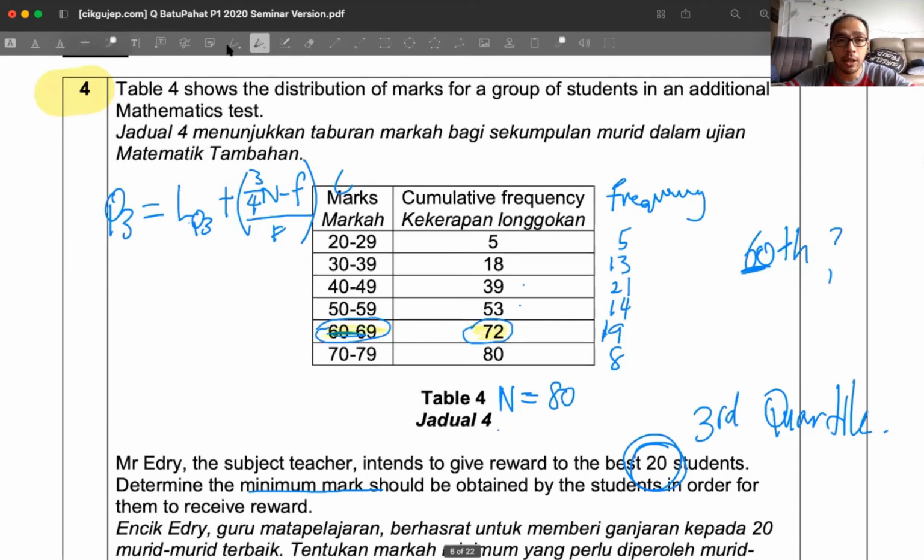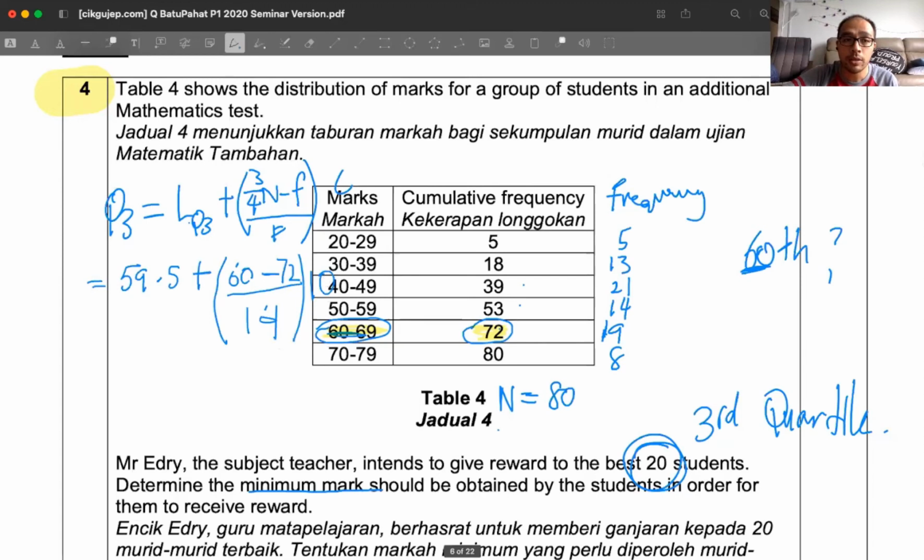So LQ3, the lower boundary of the third quartile is 59.5. Okay, 59.5 plus 3 over 4 times 80 is 60 minus the cumulative frequency of that third quartile is 72 over the frequency before this one is 14. Okay, times the size of this one is 10.